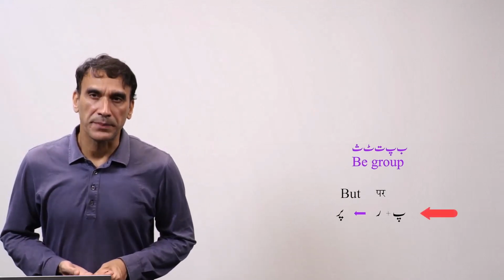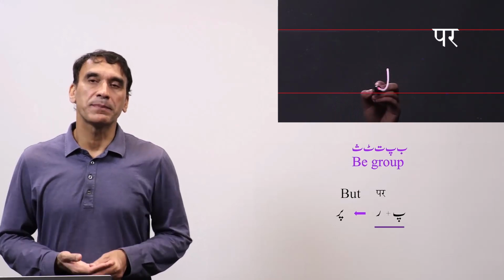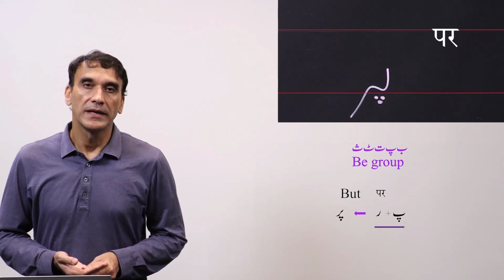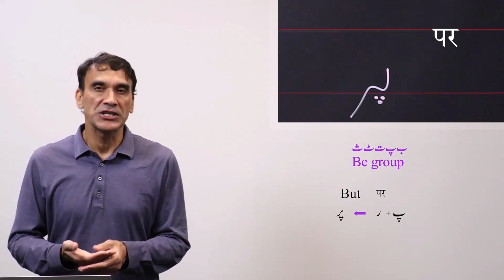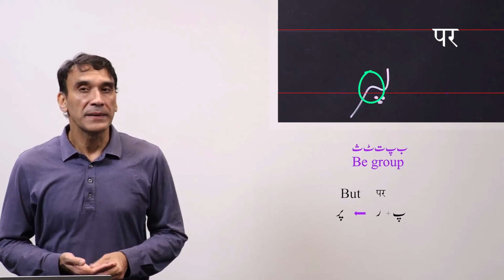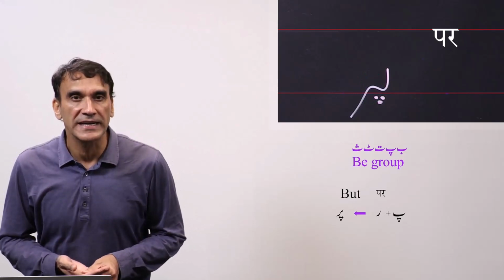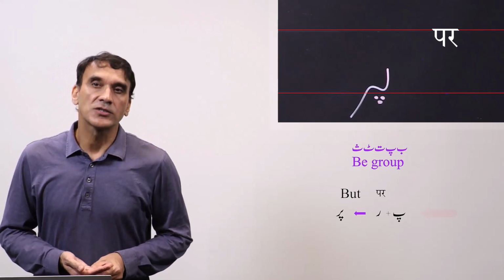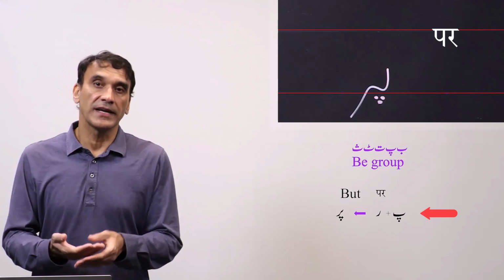The next word is Par, meaning but, the conjunction but. The spelling is Pe plus Re, that is Pa and Ra in Hindi, Pa, Ra, Par. In the word Par, the letter Pe comes in the beginning, so it will take the initial shape and then it will be connected to the letter Re. Please pay attention to the letter Pe in the beginning, and for the time being just ignore the letter Re. We haven't learned Re yet. So Pe is in the beginning and it has 3 nuktas below. Then comes Re as the final letter.